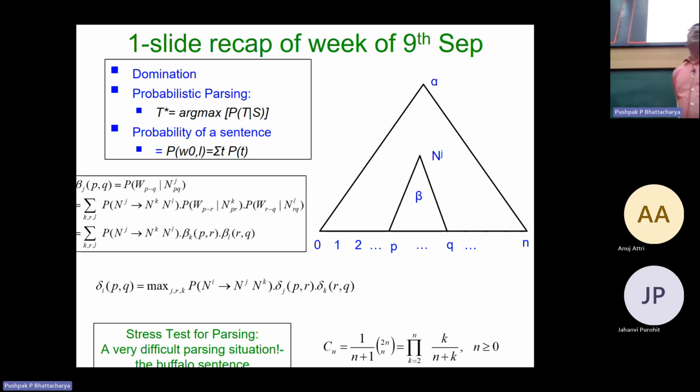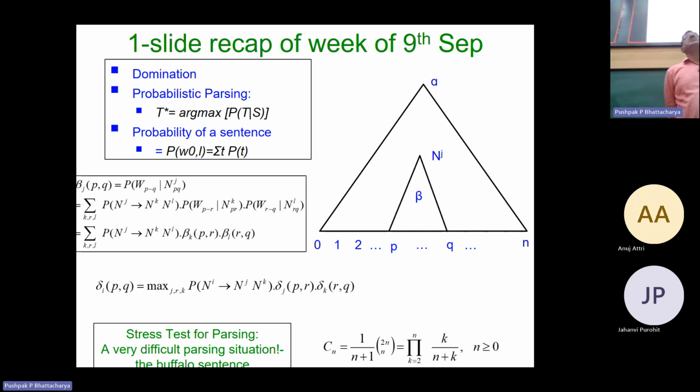Now, the one slide recap of the week of 9th September was this. We discussed the notion of domination. And I think one of the reasons why you could not do some of the questions is your idea of domination was not clear. Okay. The question paper was very easy for those whose foundations are strong and clear. Otherwise, it is very difficult.